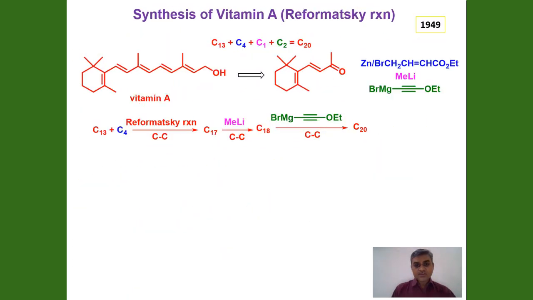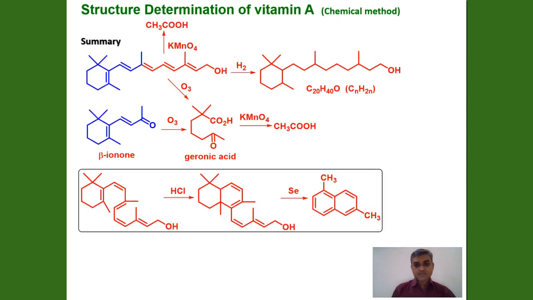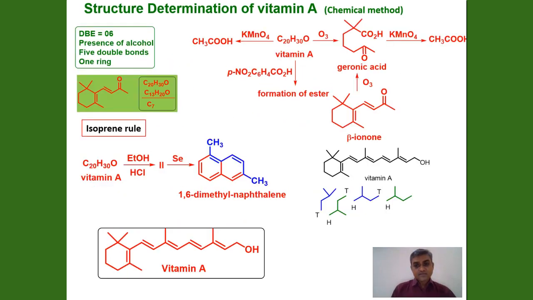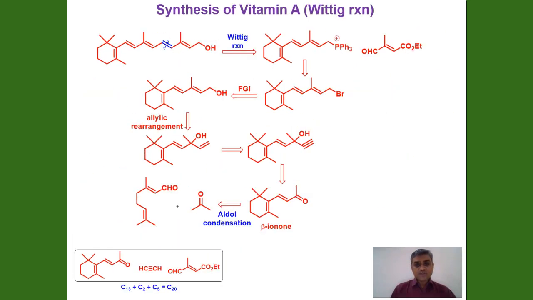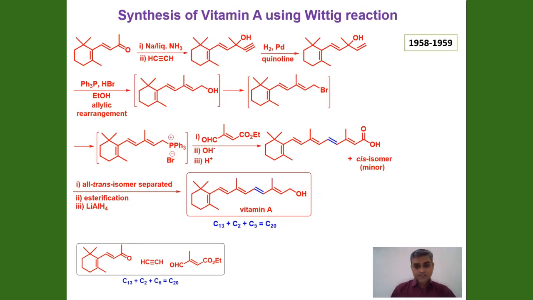We have studied the structure of vitamin A on the basis of chemical methods of analysis. Beta ionone on ozonolysis gives geronic acid, a very important clue. It contains 5 double bonds, and the positions of the 1,5 dimethyl groups. We have proved the structure on the basis of this. Then the synthesis was proposed on the basis of organometallic reagents, and another was on the basis of Wittig reactions. So in this way, we have learned the chemistry of vitamin A.